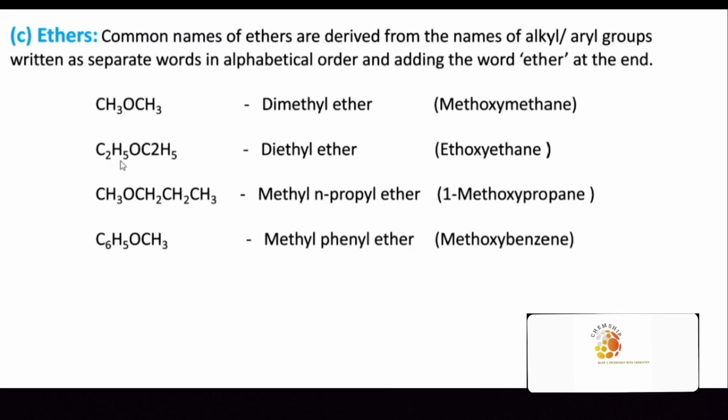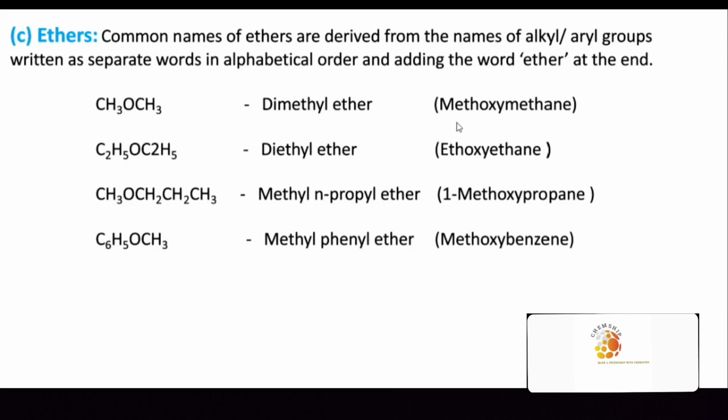Here the C2H5 is ethyl, and here also C2H5, that means ethyl. This is the ether group. So two ethyl groups along with the ether suffix, that is diethyl ether. Here a methyl group is there and a propyl group is there, so I am naming this methyl n-propyl ether. Let's come down. This is C6H5, that means phenyl group. This is CH3, that is methyl group. So I am naming this methyl phenyl ether.